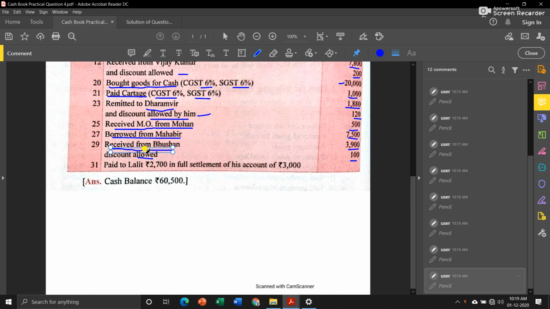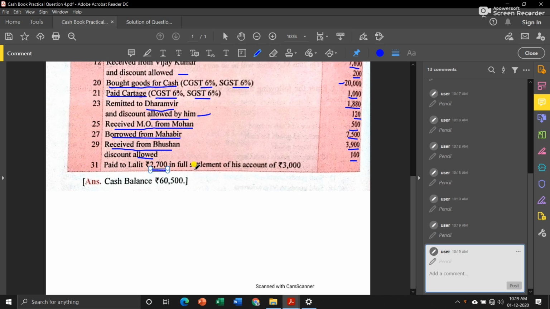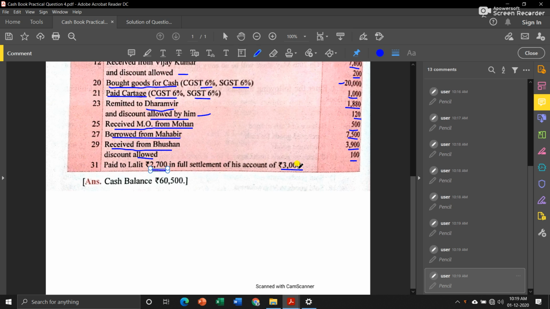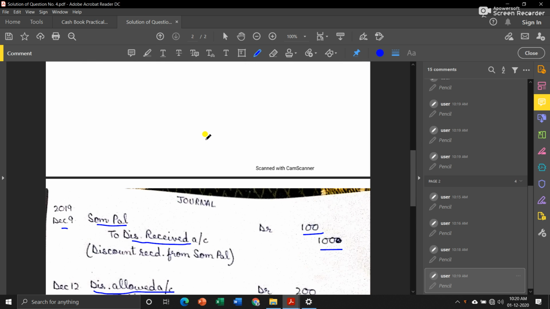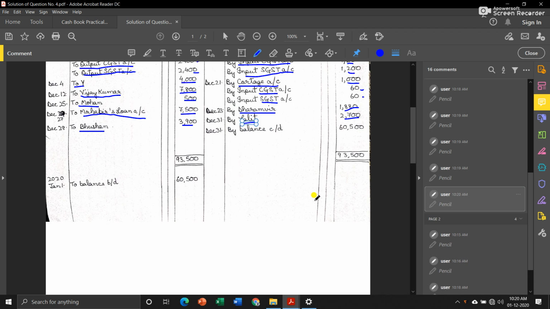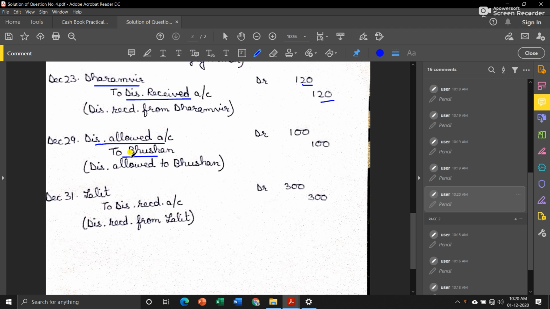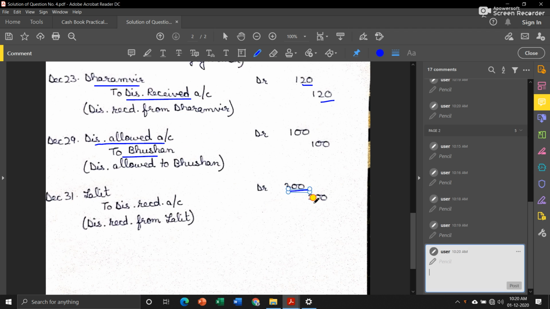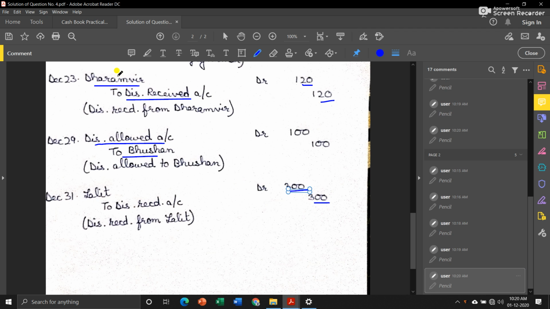Then next, last transaction, paid to Lalit 2700 in full settlement of his account of 3000. Now we were supposed to pay him 3000, but we paid him 2700. That means we received discount of 300. So for that discount 300 we will pass a journal entry, but since we paid him 2700, we will record it on the credit side of our cash book by writing by Lalit rupees 2700, and for discount received we will pass one journal entry by writing Lalit account debit to discount received.